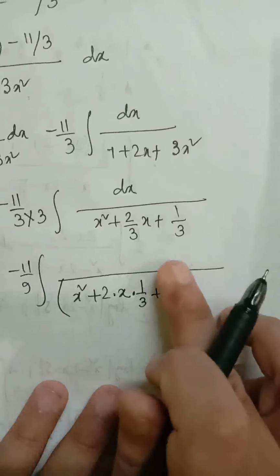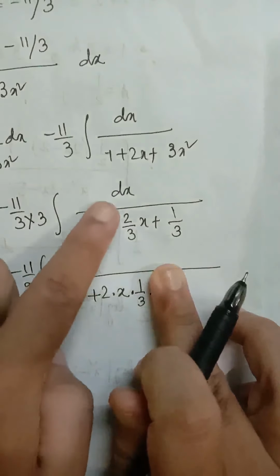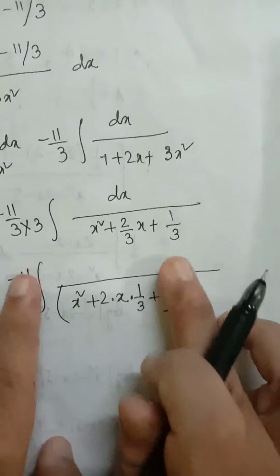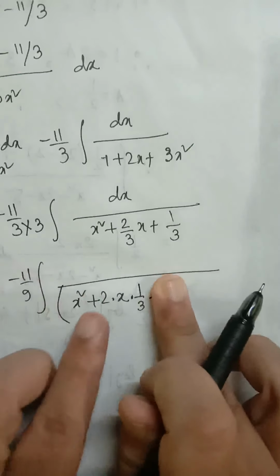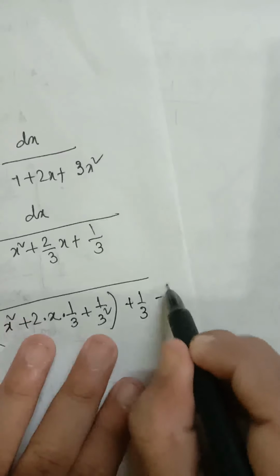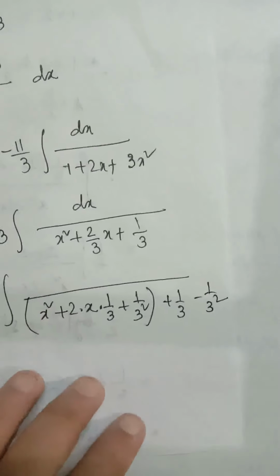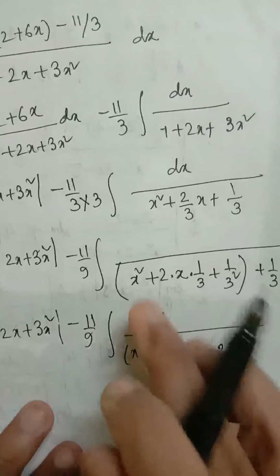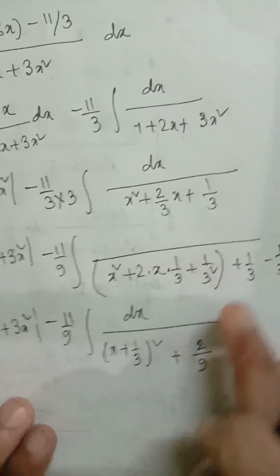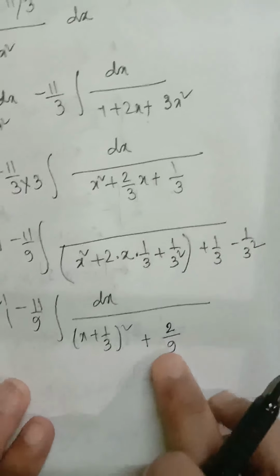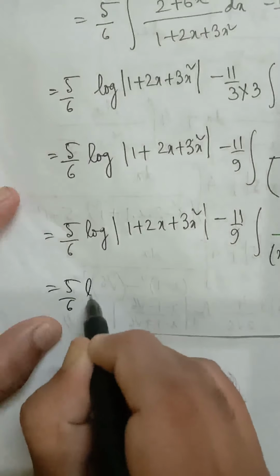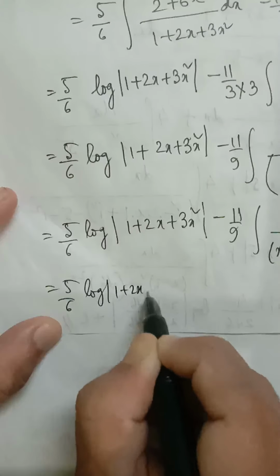I have written this term extra. I have added this to make it a whole square. I have done this extra. Okay, and to adjust we have to subtract this one also, minus 1 by 3 square. So this is now x plus 1 by 3 whole square plus, if we simplify this we will get 2 by 9. Okay, so 5 by 6 log of 1 plus 2x plus 3x square.